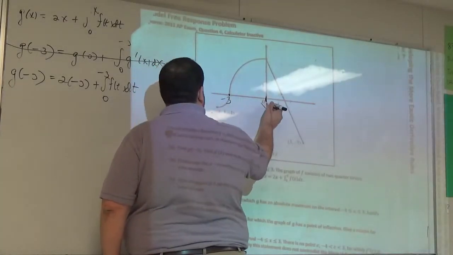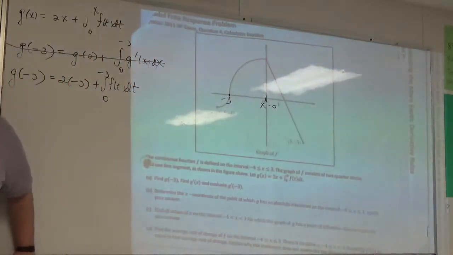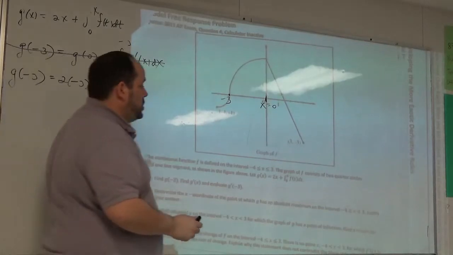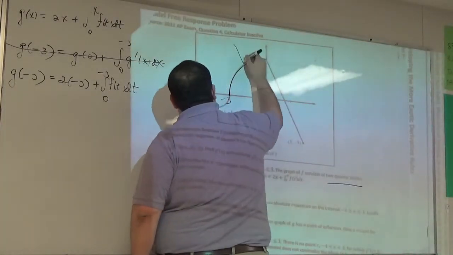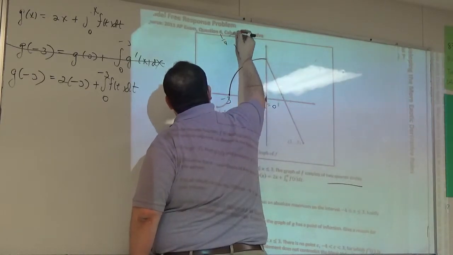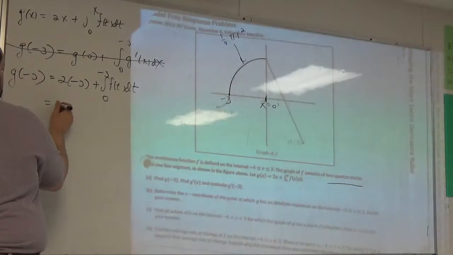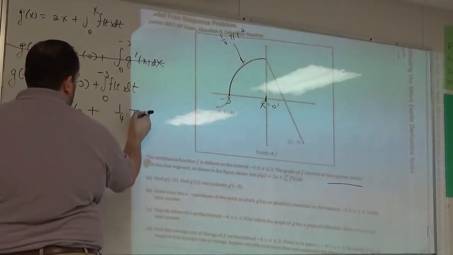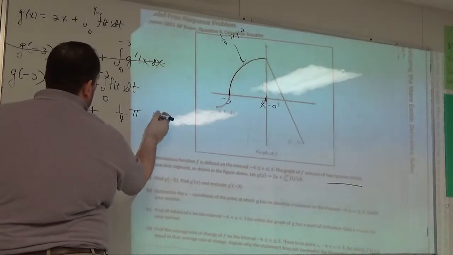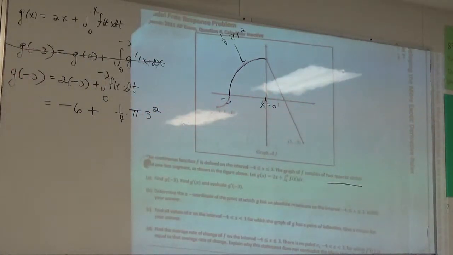And we've had these conversations before. How am I going to find that area from 0 to -3? It's 1/4 of a circle. You know it's 1/4 of a circle, right? They told you that you've got a quarter circle here. So that means that this area is going to be pi r squared, but only take 1/4 of it. So we're going to say that's -6 plus 1/4 of pi. What's the radius there? Is that 3? Yes. So -6 plus 1/4 of pi times 3 squared.